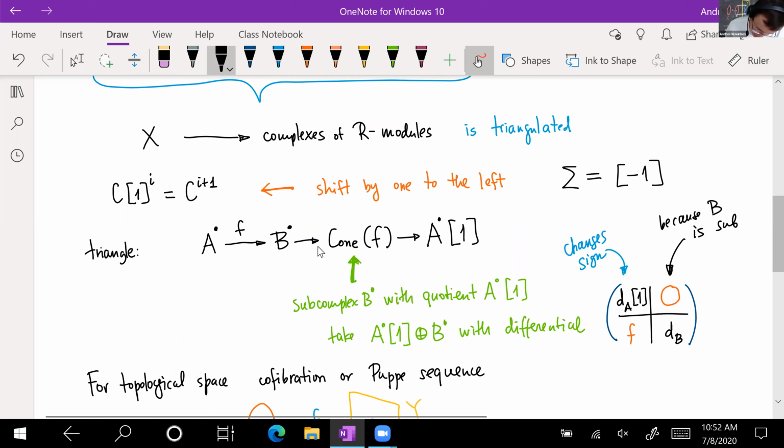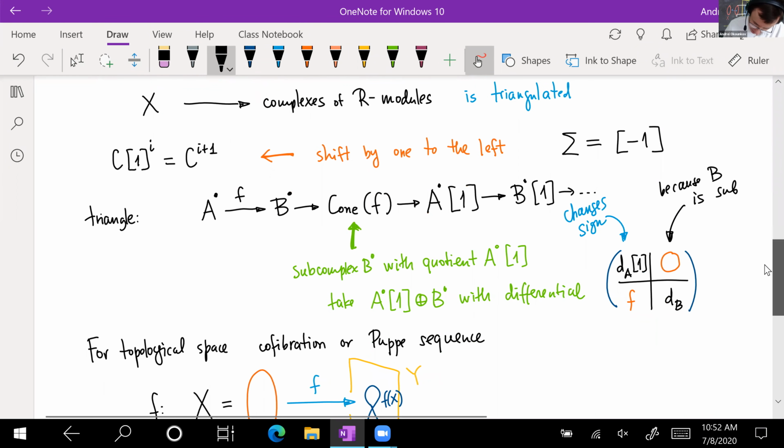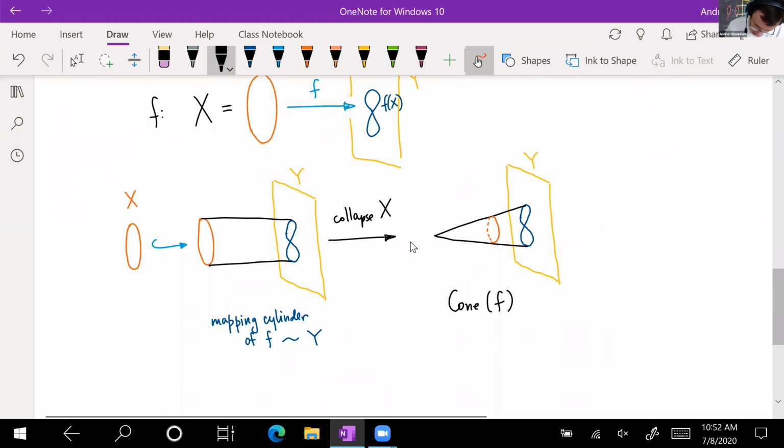With this sequence, this sequence goes on forever. Here we have a map from A shifted by 1 to B shifted by 1, and so on. And similarly here, you can continue the sequence in the same fashion forever. Here we collapsed: we have a map from x to y, and we collapsed x. So now we have a map from y, and we collapse the source of this map.